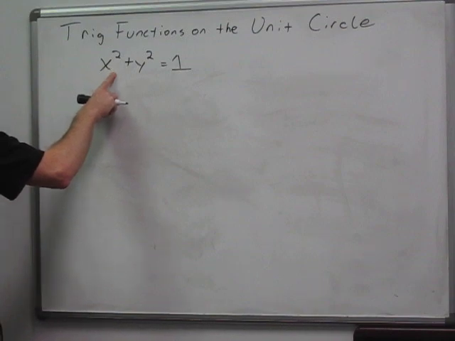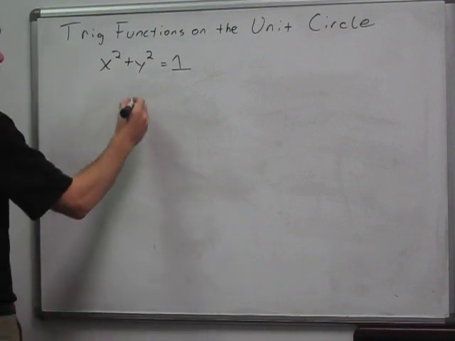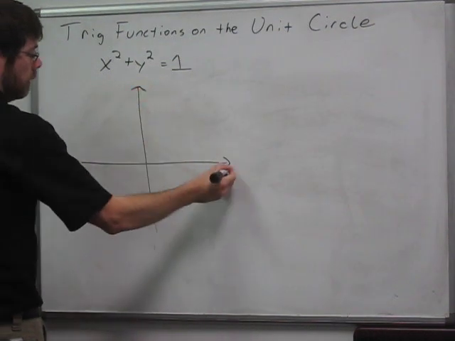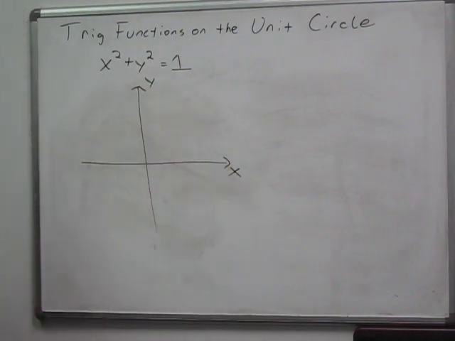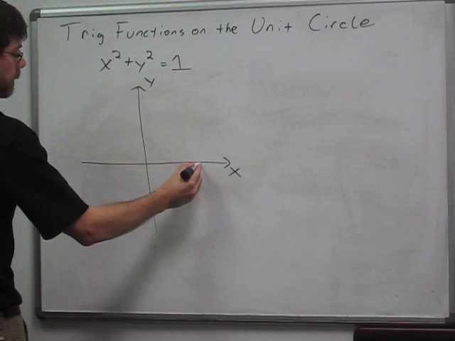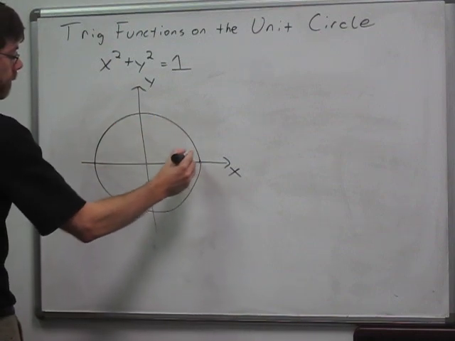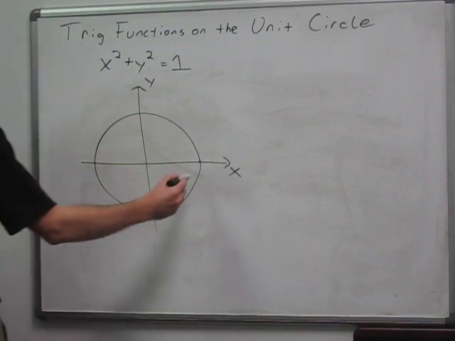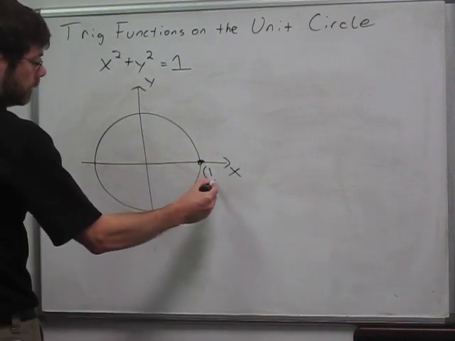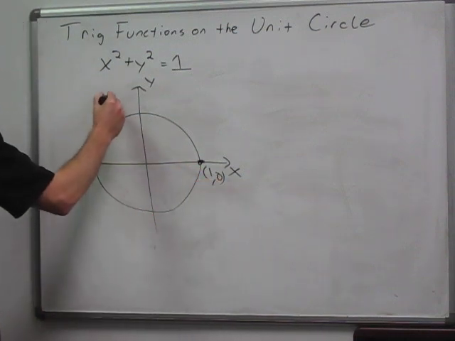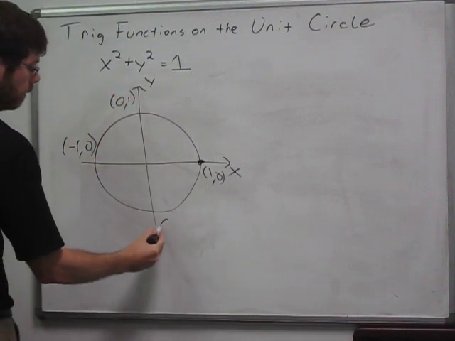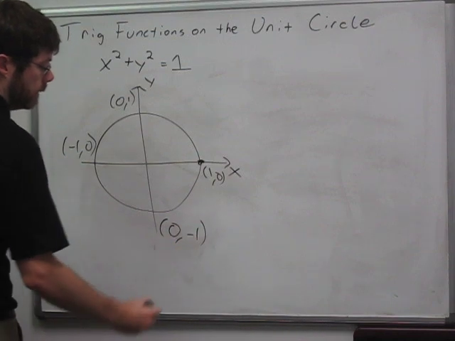The unit circle has the equation x squared plus y squared equal to 1. It is centered in the xy plane at the origin, and it has a radius of 1. That's why it's called the unit circle. Since its radius is 1, it's going to intersect our axes at points like (1, 0), (0, 1), (-1, 0), and (0, -1).